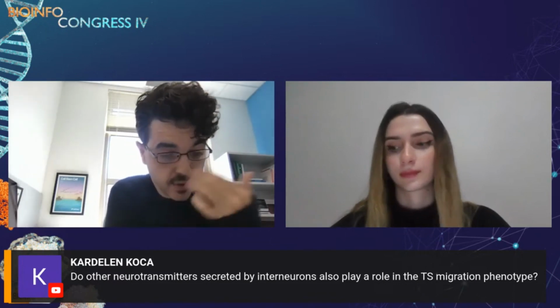Another question is, do other neurotransmitters secreted by interneurons also play a role in TS migration phenotype? Yeah, excellent question. This is not something we looked at. But yeah, interneurons do secrete other things. There's other upregulated pathways that I have not shown you that could contribute to the TS phenotype. We picked the top picks, and then when we were able to get good rescue, that is where we left the study.